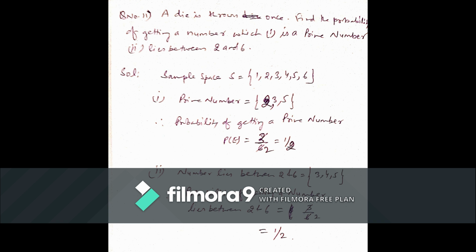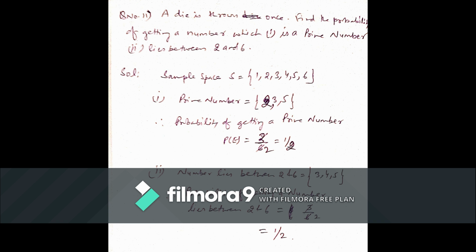Now we are moving to question number 11. In question number 11, a die is thrown once. Find the probability of getting a number which is first a prime number, and second lies between 2 and 6. Again we can draw a sample space.